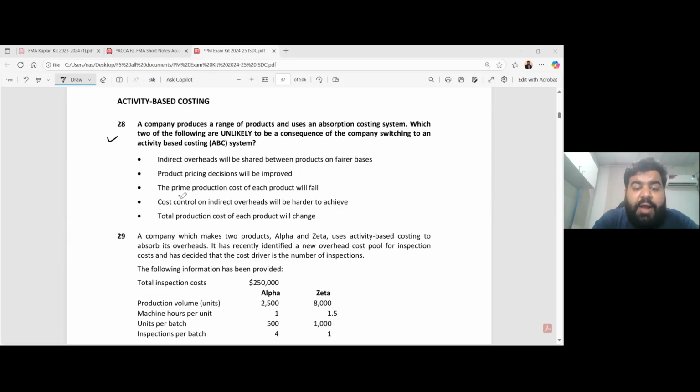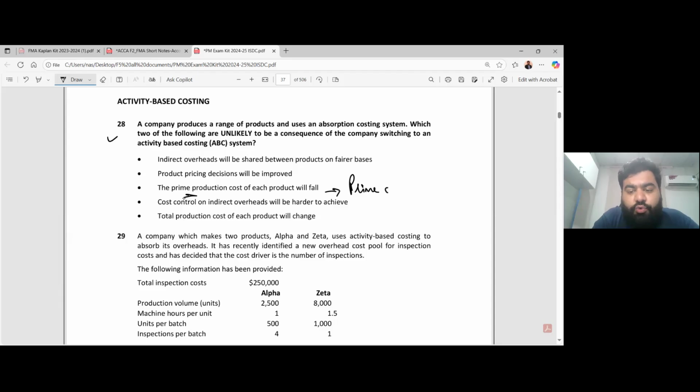Okay, the prime production cost of each product will fall. If we talk about prime production cost, it is not the consequence, because prime cost does not have the issue. Prime cost is the direct cost. So there is no issue with direct cost whether you are using absorption or ABC. That cost is not linked with that topic. Only the overheads were the main issue, as the bases were not used properly in absorption. So prime cost has no issue, and that's why it is not a consequence.